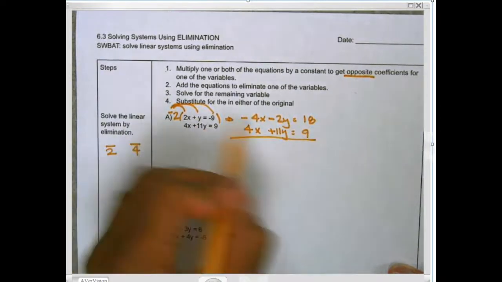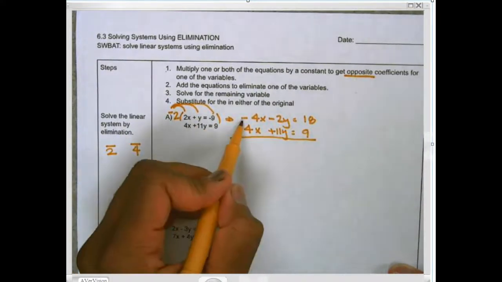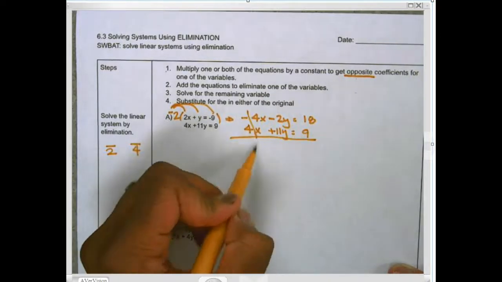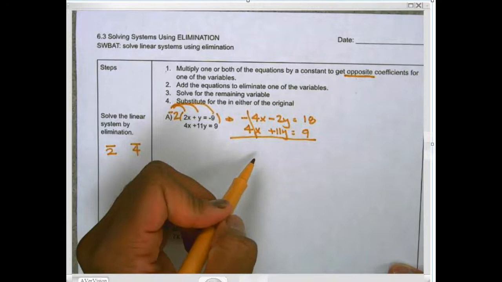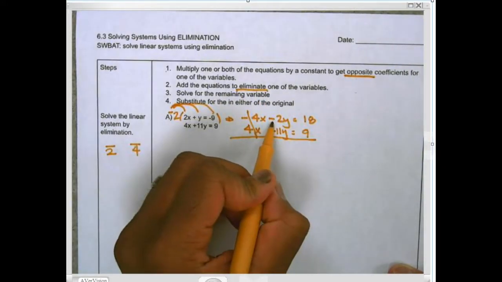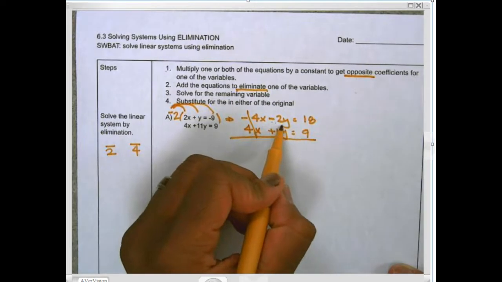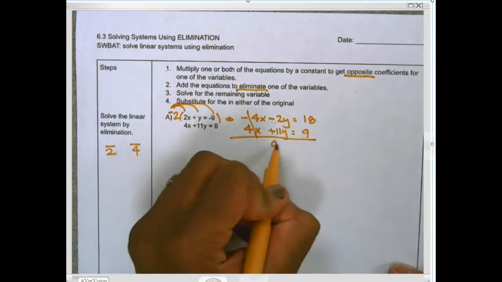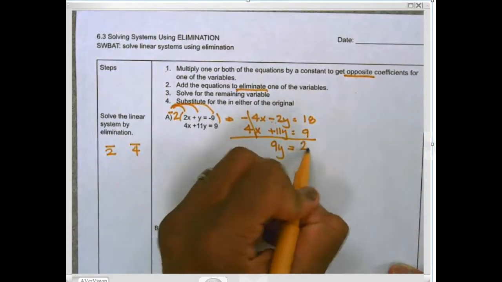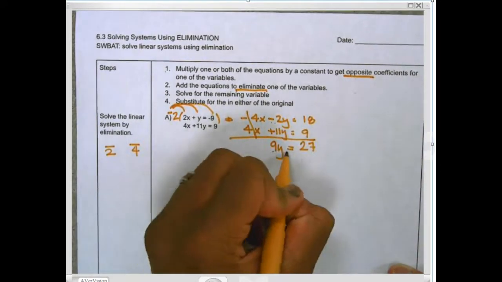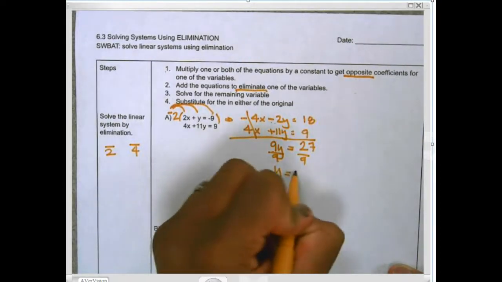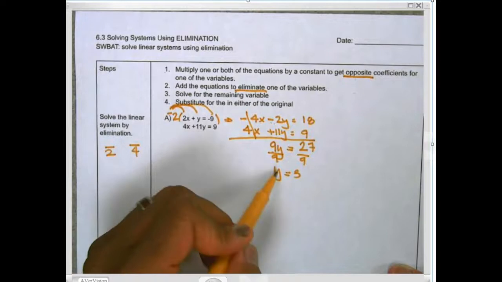Step 2, I'm going to add these two straight down. Negative 4x plus 4x, nothing. They cancel each other out. That's great because that's what I wanted to do. I wanted to eliminate one of the variables, and I just did. Negative 2y plus 11y is 9y equals 18 plus 9 is 27. Then what times 9 gives me that? Should be y equals 3. I just solved for the remaining variable.